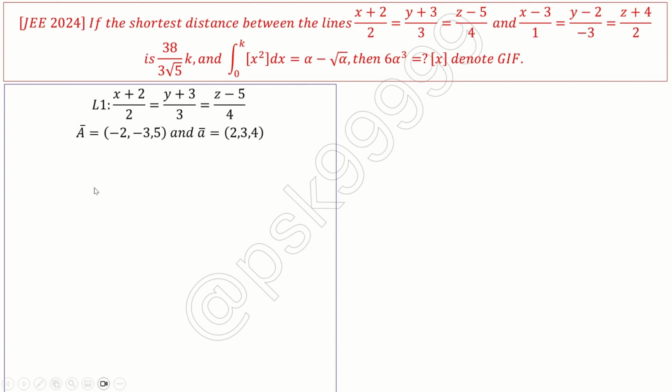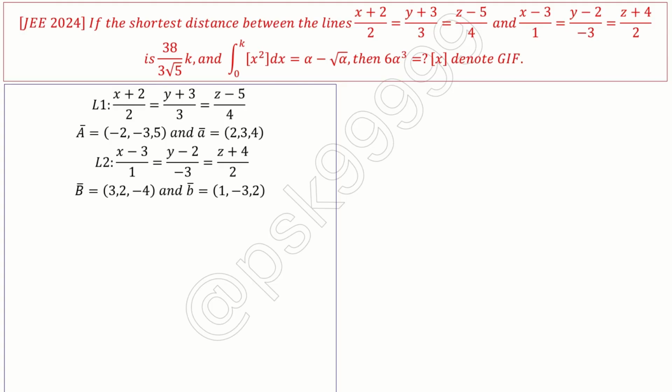Now similarly I should take from L2. My L2, capital B bar, has point (3, 2, -4), and direction (1, -3, 2). Now the distance formula is here: modulus of (b bar minus a bar) dot product with (a bar cross b bar), divided by modulus of a bar cross b bar.